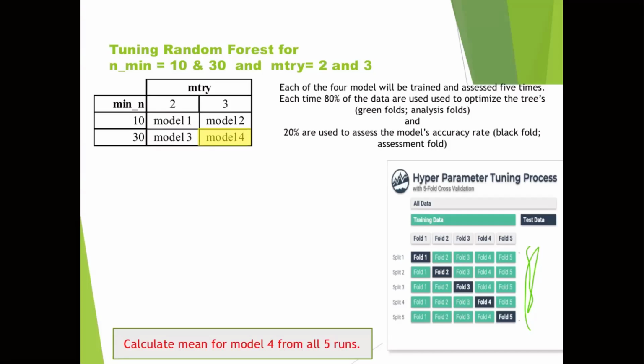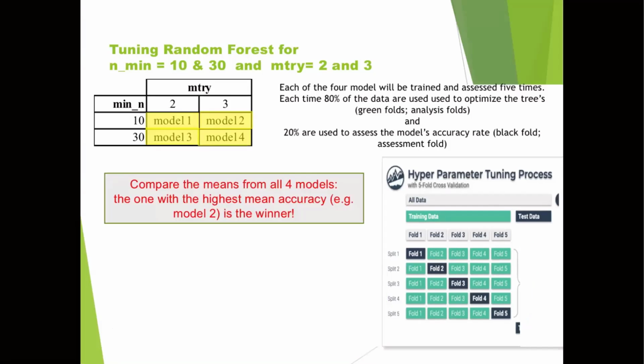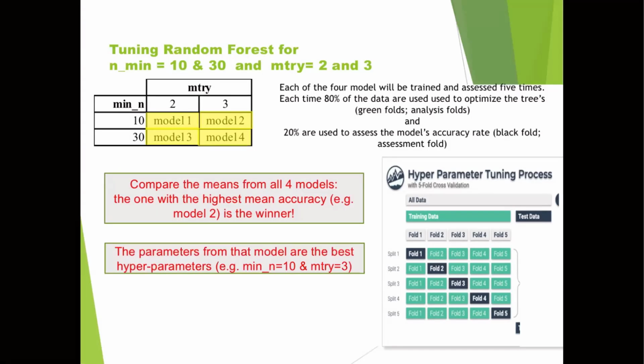But where are we? We have the mean here for the fourth model from these 5 folds. So we know the average performance, the average accuracy of our model 4. We have that for models 1, 2, and 3. So all we have to do is compare the means of all 4 models and find out which is the winner. In this case, we say the winner is model 2.